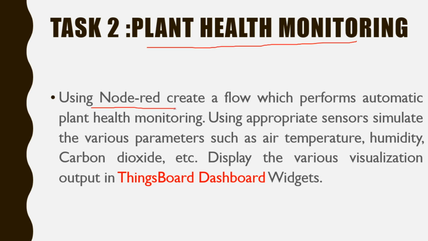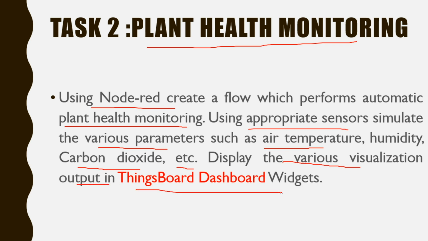Using Node-RED, you create a flow which performs automatic plant health monitoring. Then, using appropriate sensors, simulate various parameters such as air temperature, humidity, carbon dioxide content, etc. Whatever parameters you feel could help in monitoring plant health, you can simulate them and display the various simulation outputs in the ThingsBoard dashboard widgets. This is the complete task for today's learning. So let us see the demo now.